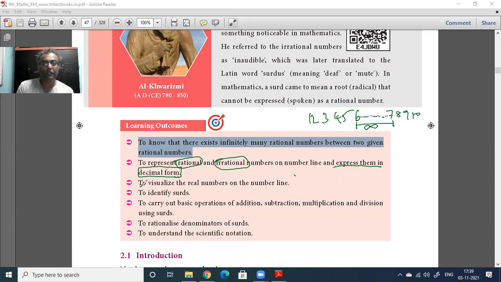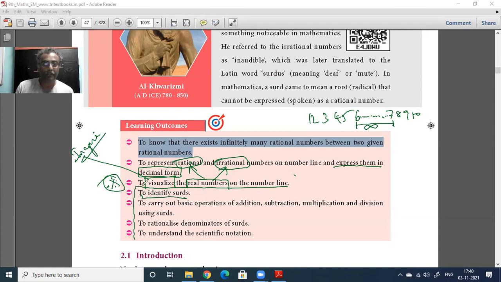Then we have to be able to visualize the real numbers on the number line. See, the best thing is you don't use memory, you use your imagination. You must be able to imagine the real numbers, made up of both rational and irrational, on the number line.